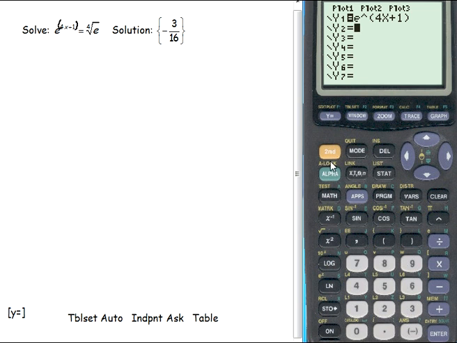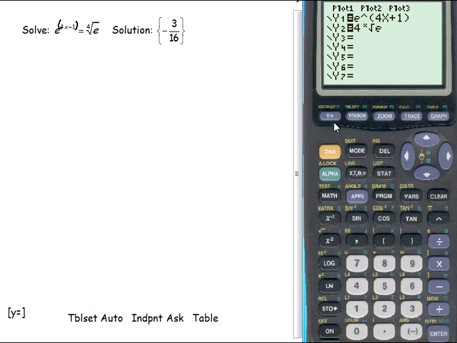So we're going to have to put the 4 in first to use the xth root under the math function, which is number 5. And then inside of that, we just want to put e. And that's all we need, so we probably don't need a parentheses for that. And that's the right side of the equation.